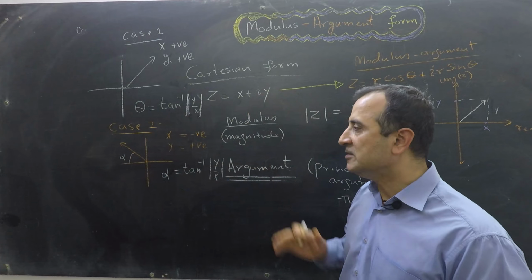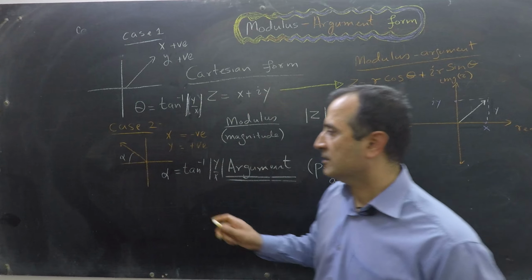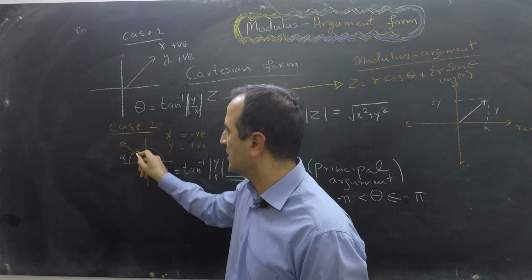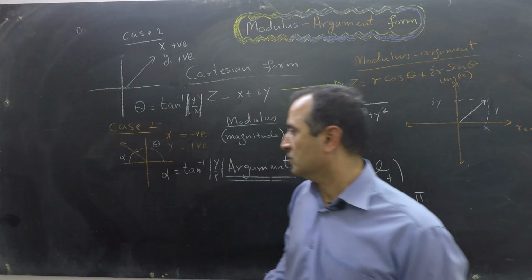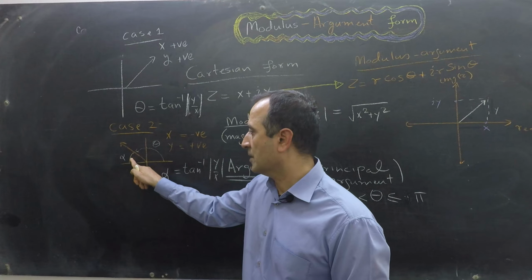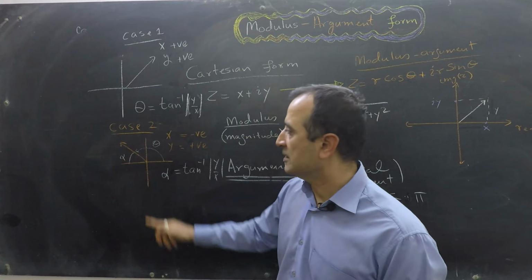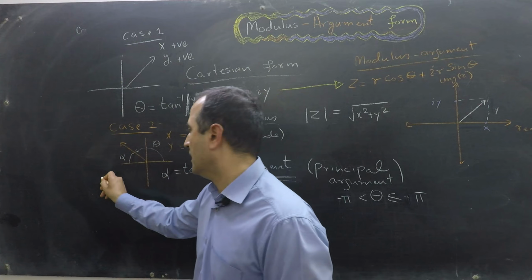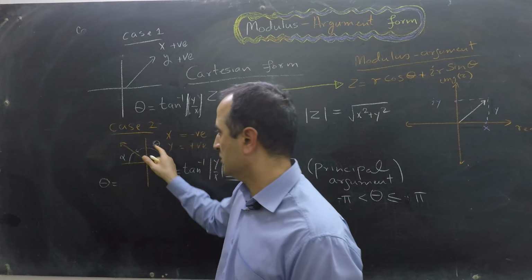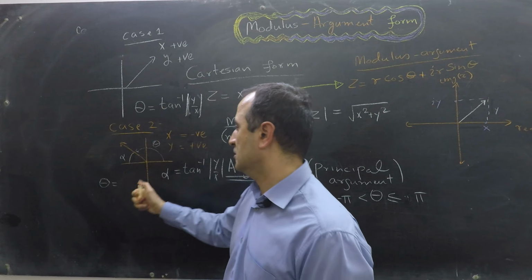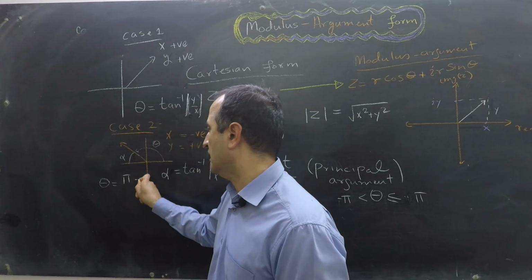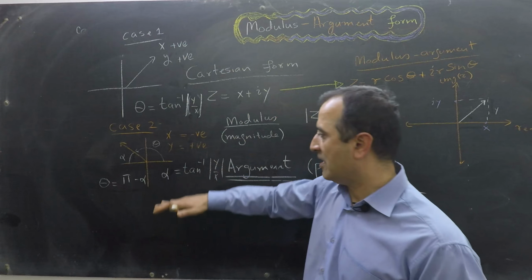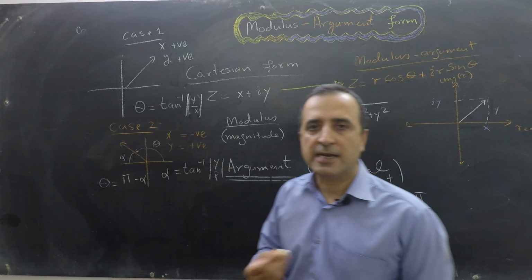But for the principal argument, we want theta from the positive x-axis. Our aim is to get this theta. Because I have got this value and the whole is pi, I say pi minus alpha will be my theta. So in the second quadrant, I will find my theta like this, pi minus alpha, and my alpha is defined like this. This is my second case.